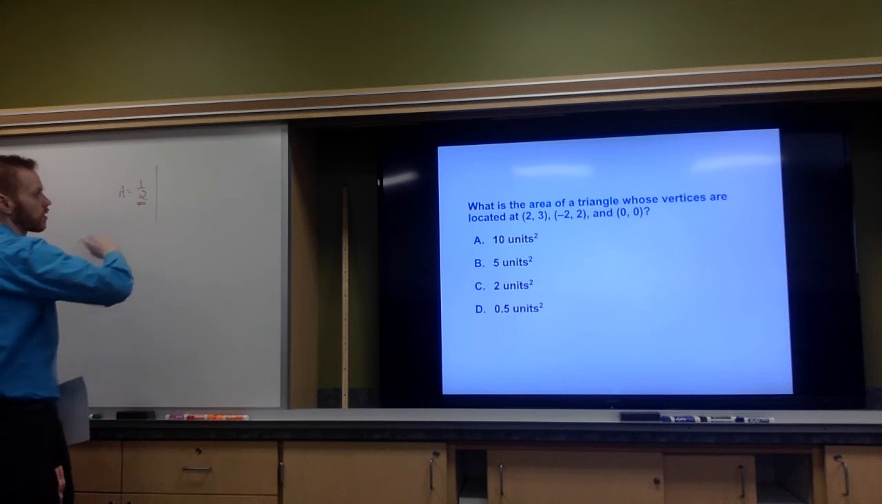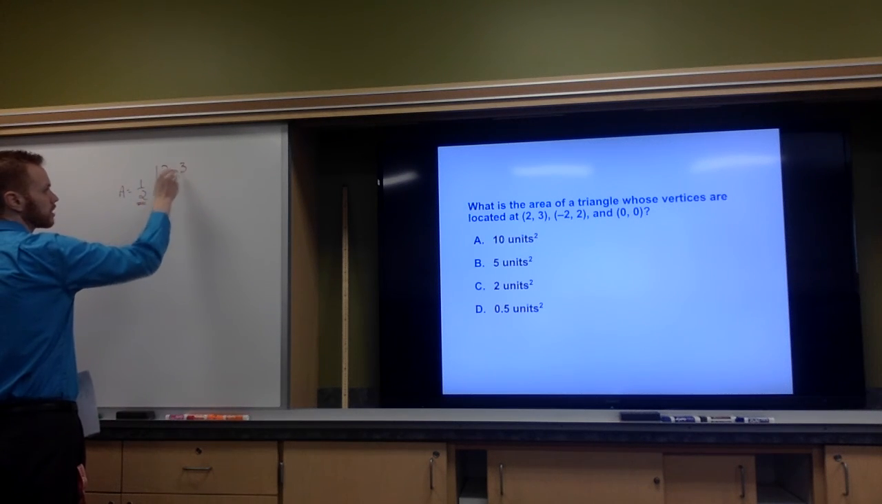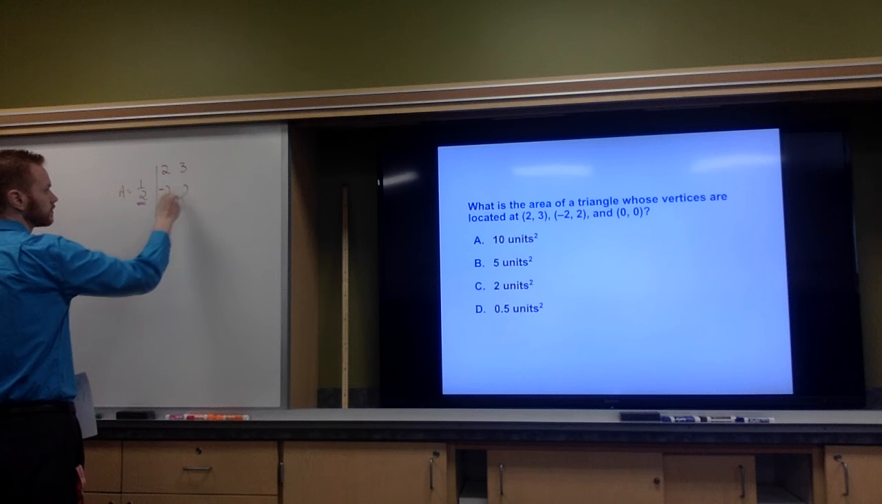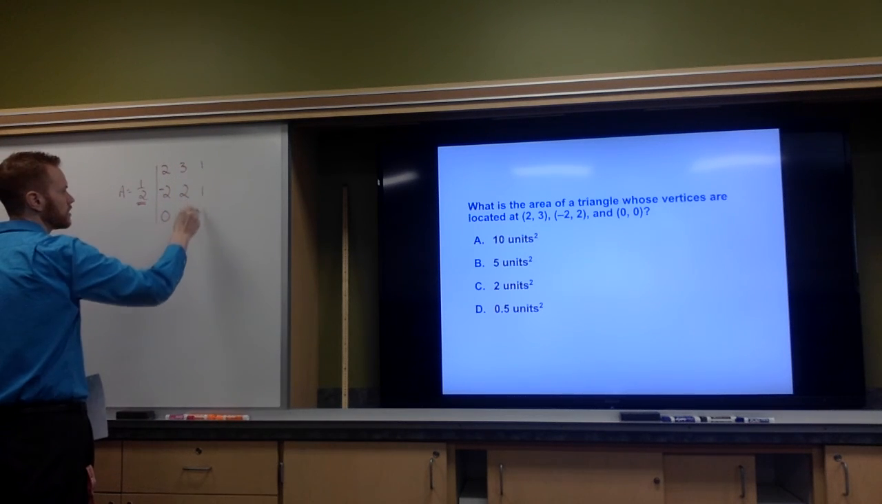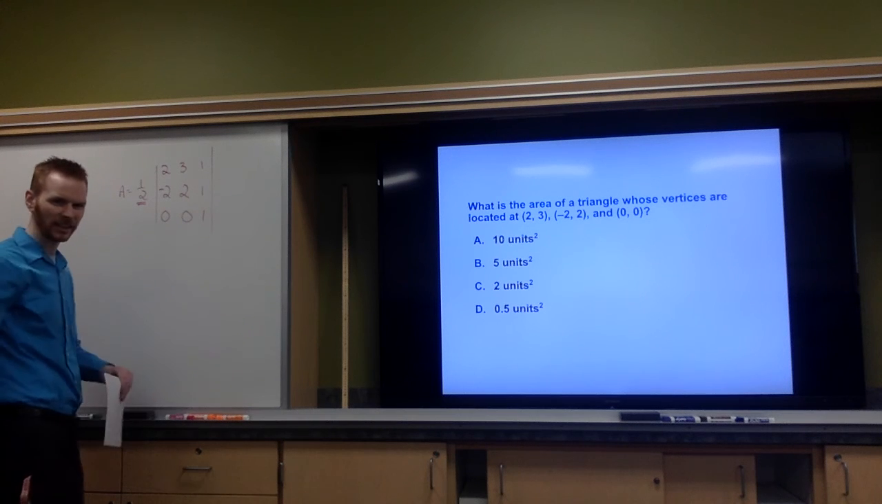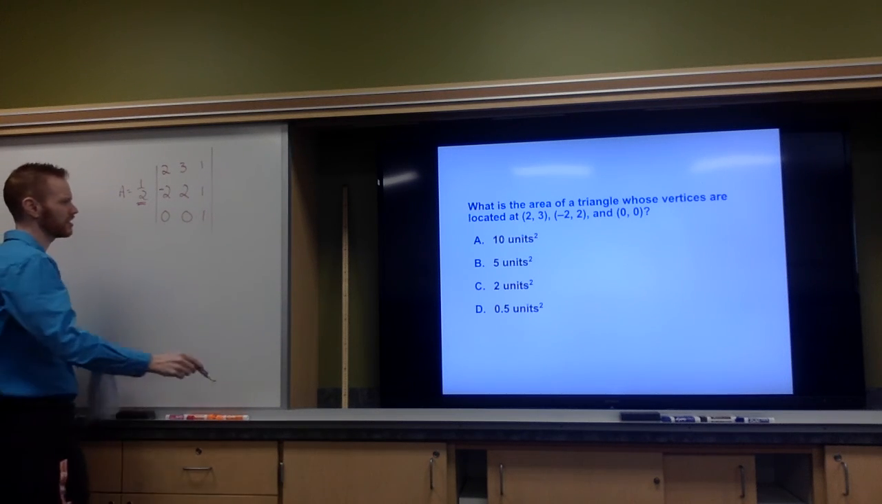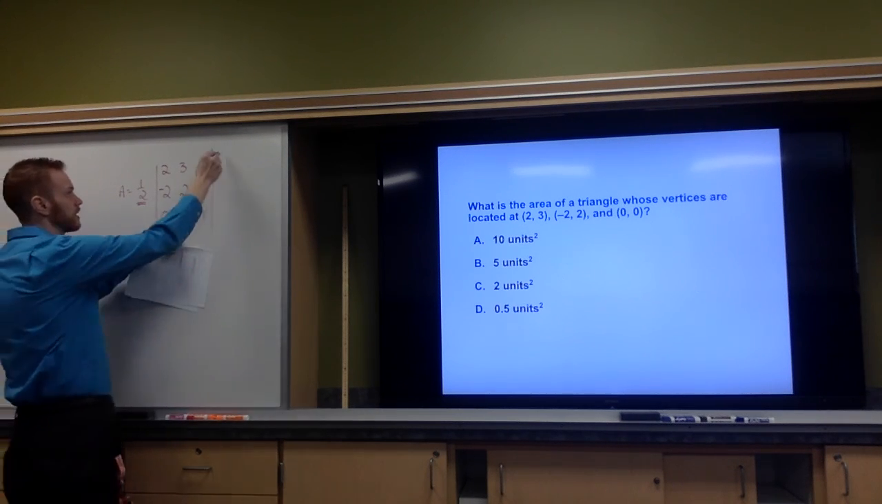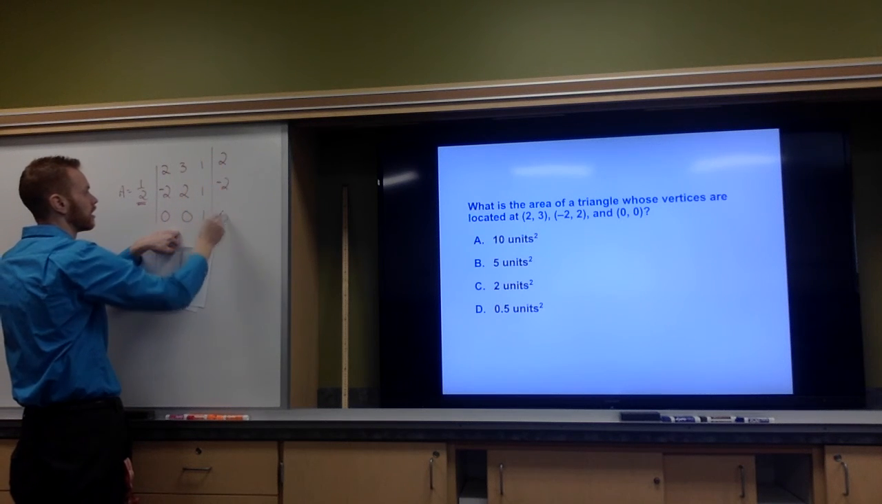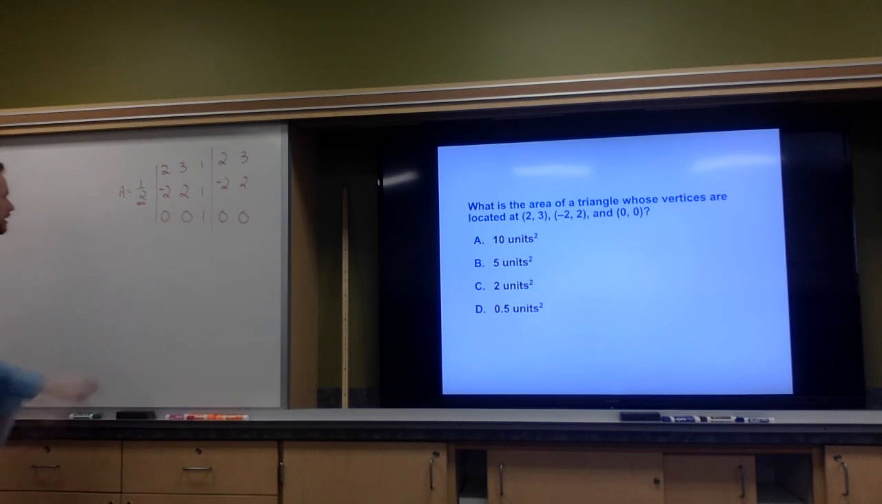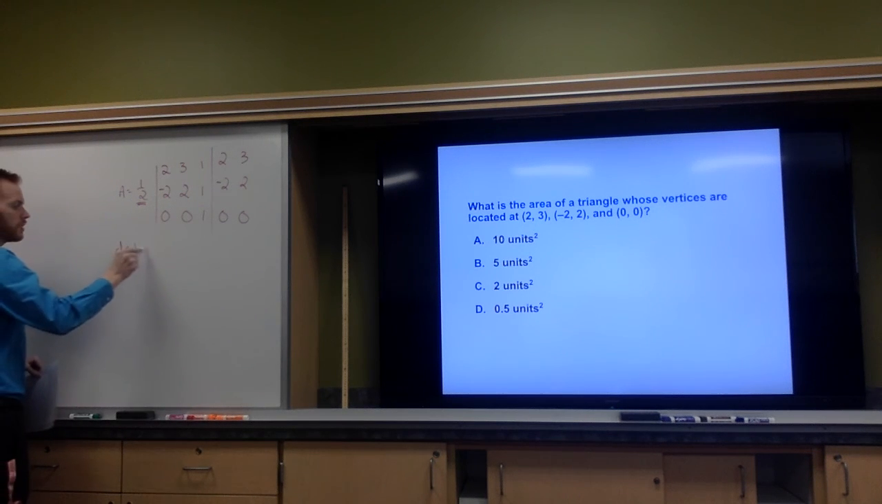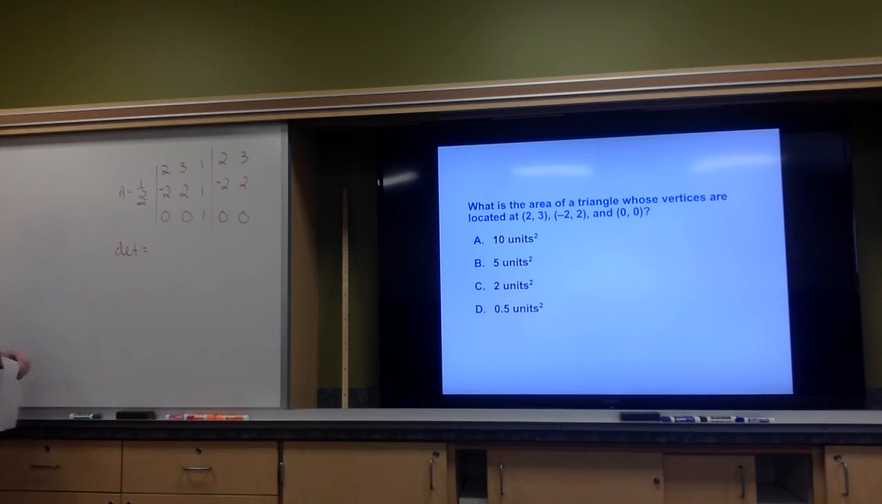So I'm going to take those coordinates, I'm going to plug them into my little determinant here. Uh-oh, we got zeros. We like zeros. Zeros is less calculation. Okay, take these guys, write them over here. Just like that. Okay, first let's find the determinant, then we'll multiply our answer by 1/2.